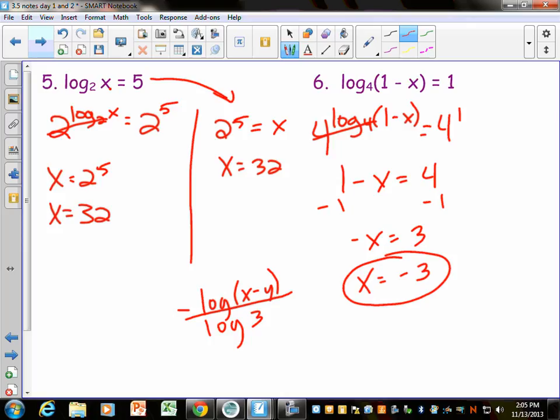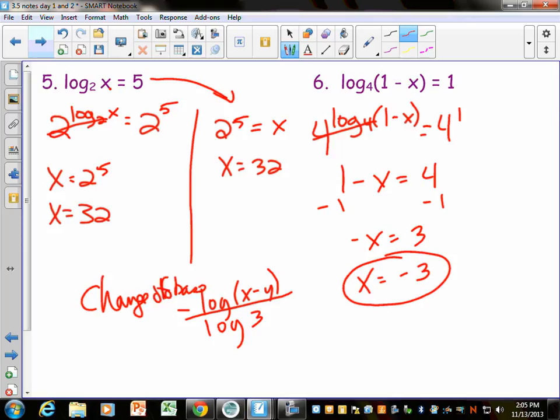What number was that on the homework? Number 36. That one we were using change of base, which means we were taking something and changing it to base 10. As opposed to, okay, so this is change of base.